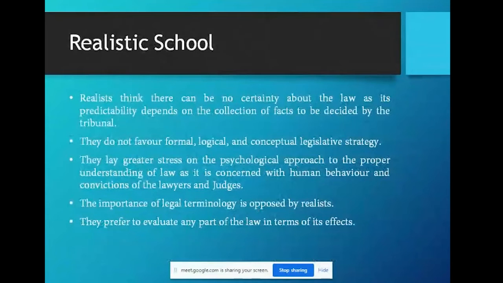And as we are moving to the realistic school, the supporters are Oliver Wendell Holmes, Jerome Frank, Olivecrona. They think that there can be no certainty about law as its predictability depends on the collection of facts decided by tribunals. They stress a psychological approach, and the importance of legal terminology is opposed by these realists. They prefer to evaluate any part of law in terms of its effects.